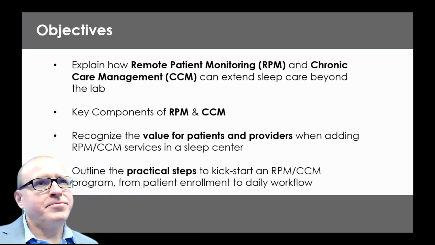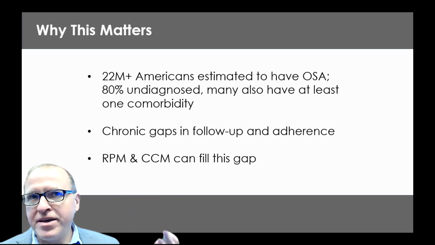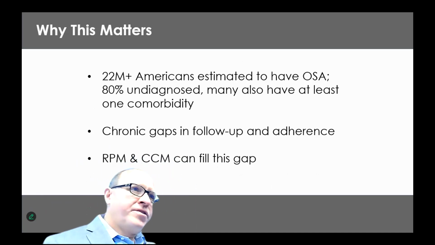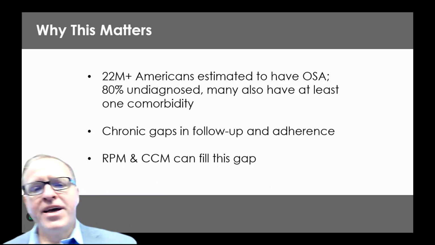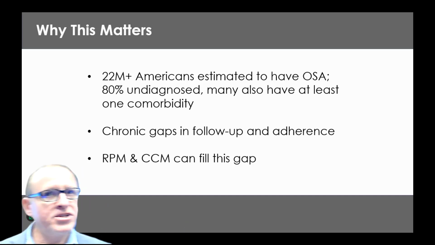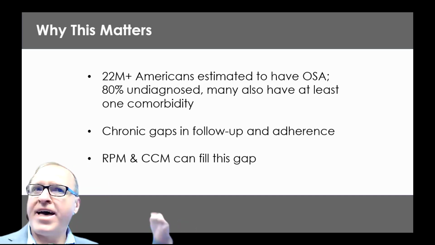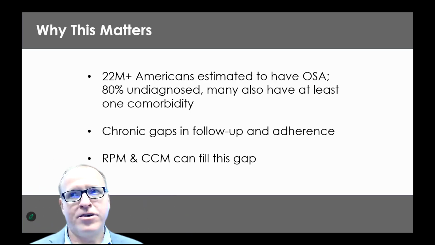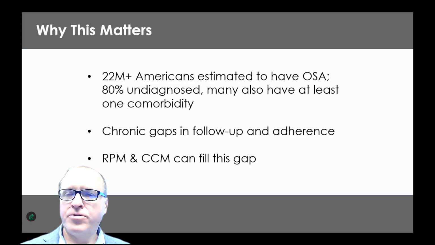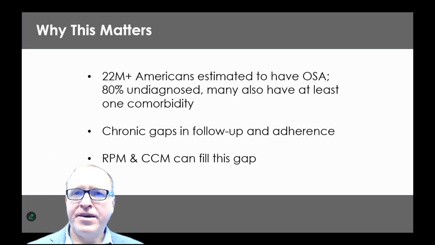So again, why does this matter? Obviously, you guys know better than me the data on OSA, right? 22 million plus Americans are estimated to have it. About 80% of those are undiagnosed. And one of the key things here, especially talking about CCM, is many of these patients also have at least one comorbidity, right? How many of your patients that you treat and manage in the lab also have hypertension, also have diabetes, also have, you name it. The list of comorbidities and the prevalence and the tie-in with OSA is there. So it makes a lot of sense to think about using RPM and CCM to help fill the gap, right?